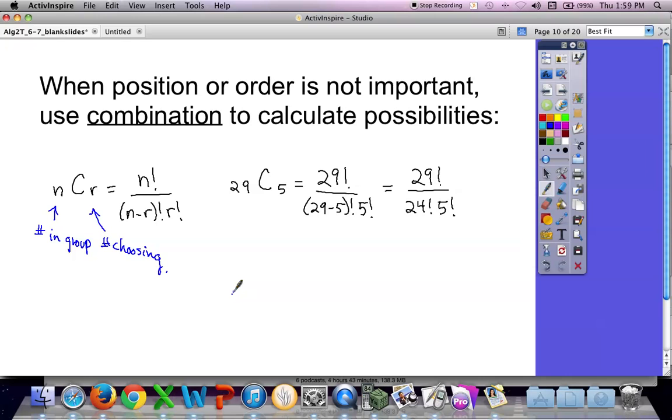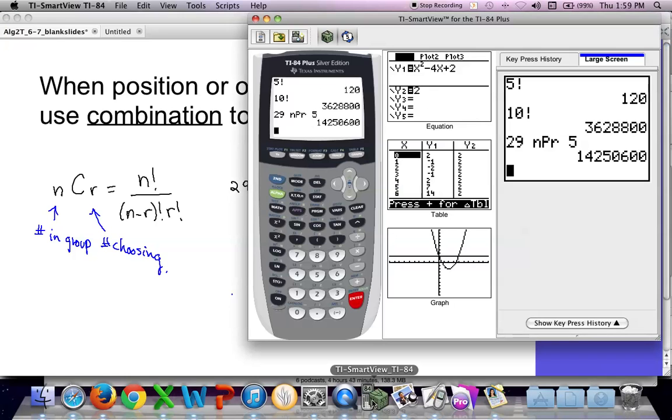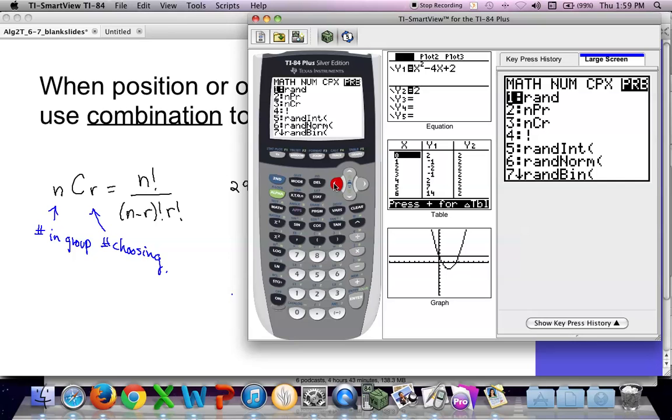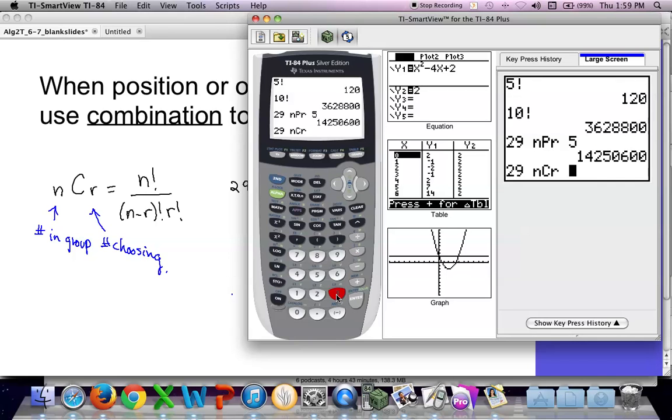Because you have the nCr in the calculator. So just make sure before you go to that, you put the 29 in. Then you go math, PRB, 3 for nCr, and 5 for the number you're choosing. And you enter, and you get 118,755.